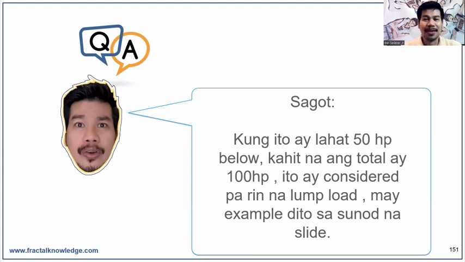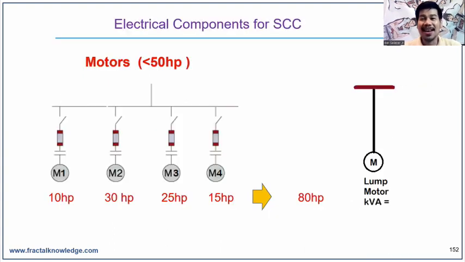May example dito sa sunod na slide. Take a look. Halimbawa, sa isang MCC or Motor Control Center or panel, may 4 na motor. When added, resulted to 80 horsepower. O, di ba, lampas na yan ng 50 horsepower. But, it is still considered as lump load because there is no motor that is 50 horsepower above. Lahat sila ay below 50 horsepower. I hope you get my point.